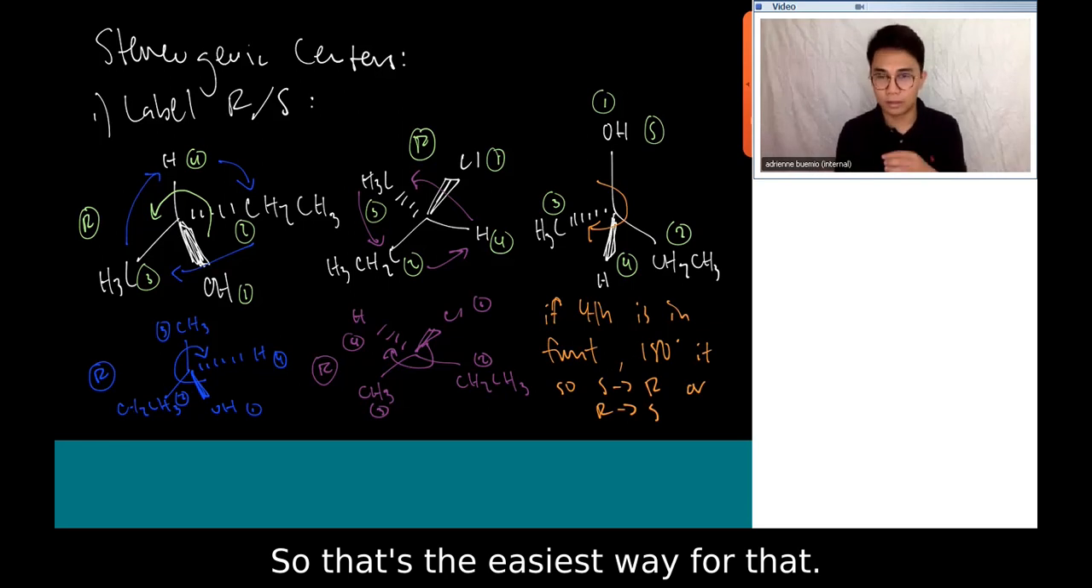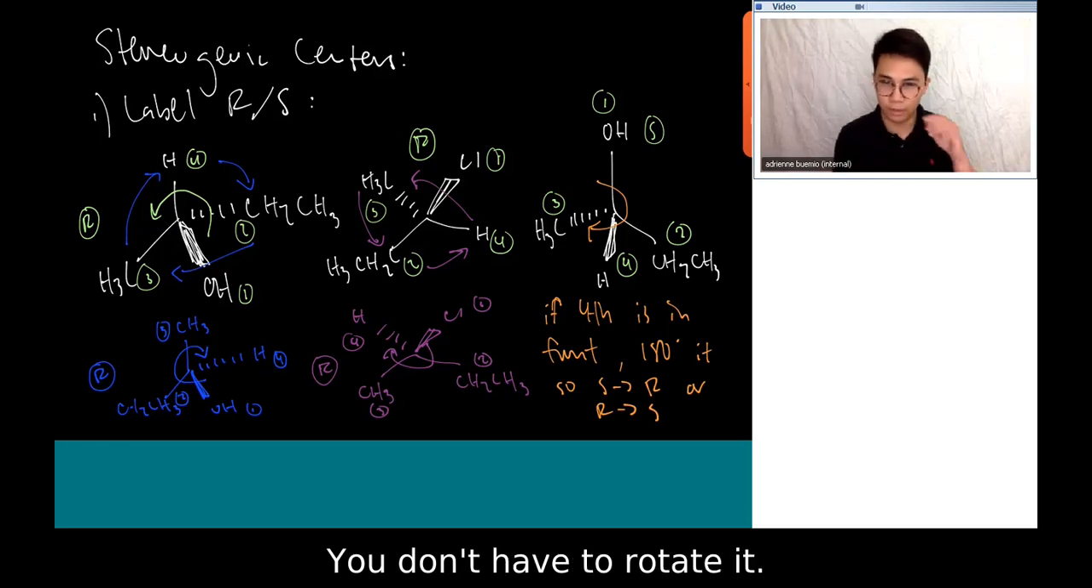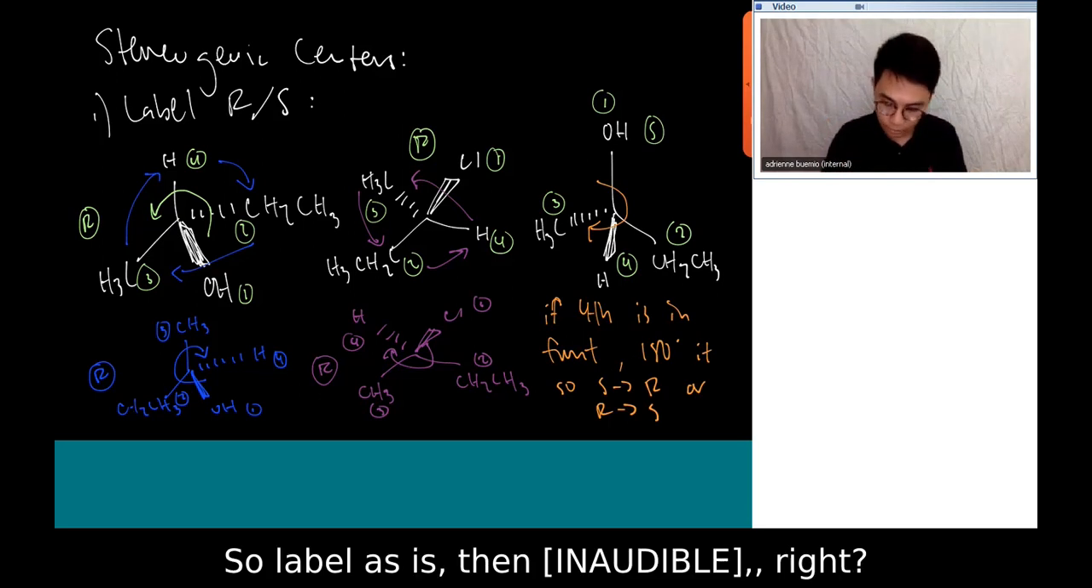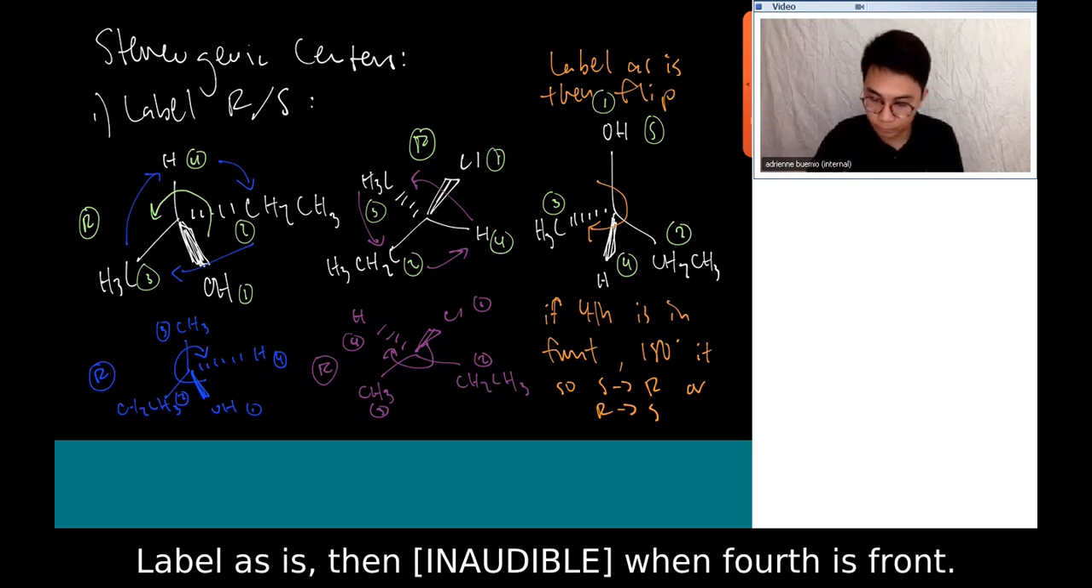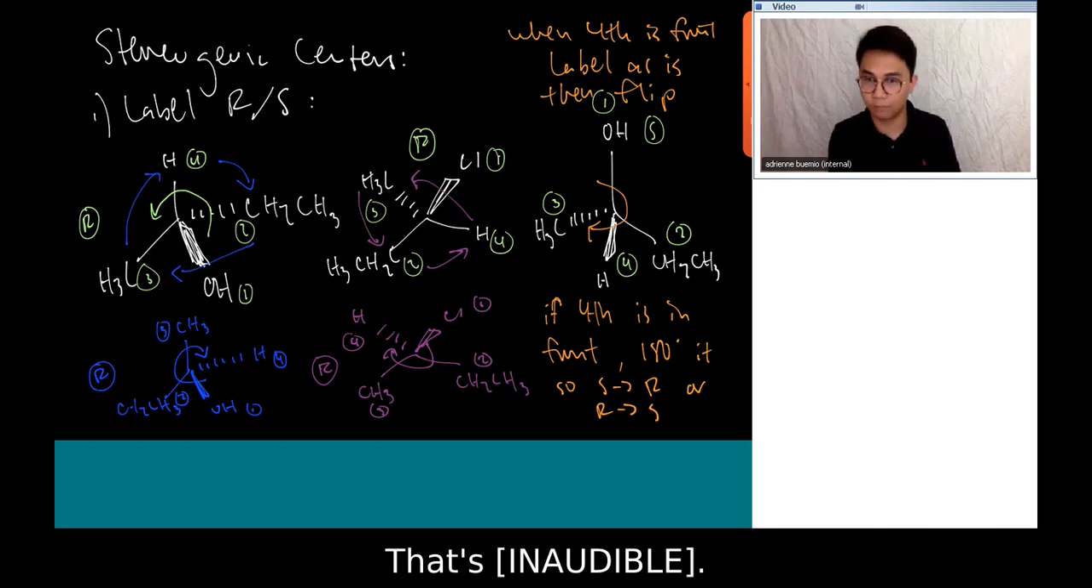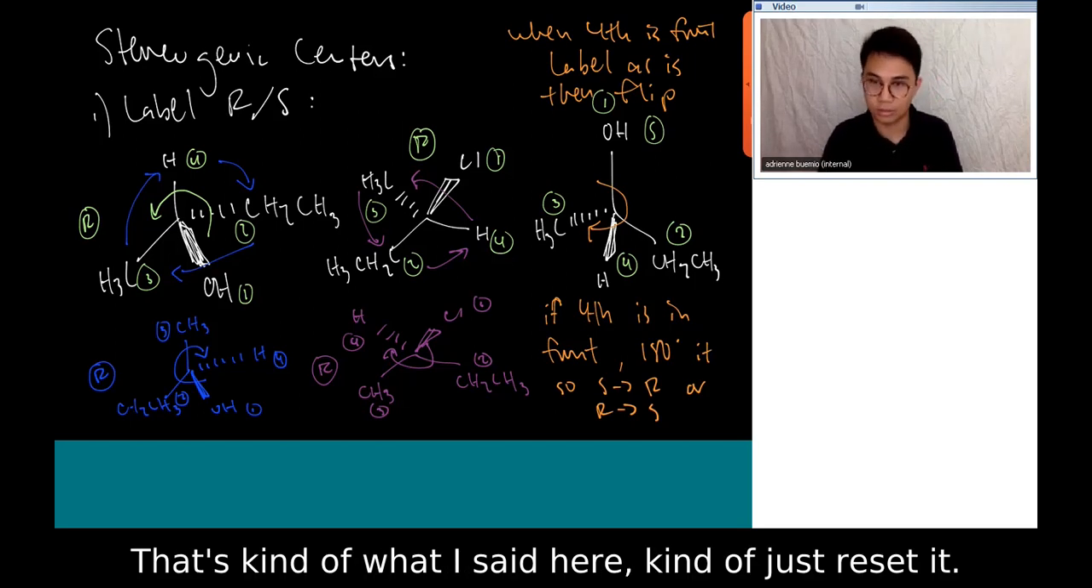So that's the easiest way for that. You don't have to rotate it. You just label it as is, and then 180 it. So label as is, then flip, right? Label as is, then flip. When fourth is front, label as is, then flip. That's kind of what I said here. I kind of just reset it.